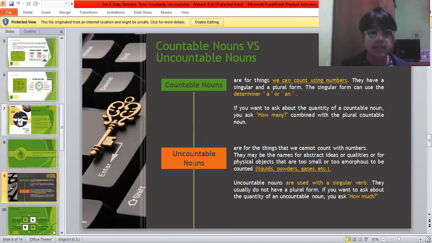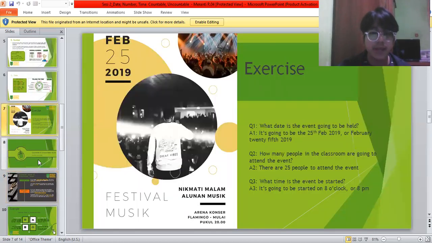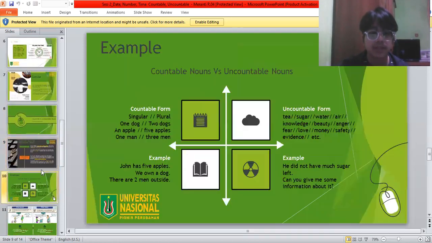All right, let's get to the next slide. Here the example. Countable form. The countable form is the things that we can count. Here the example. Dog. We can count dog, right? There is one dog, there are two dogs, there are three dogs, and the list goes on.